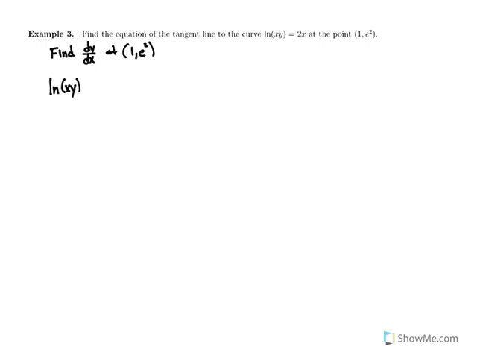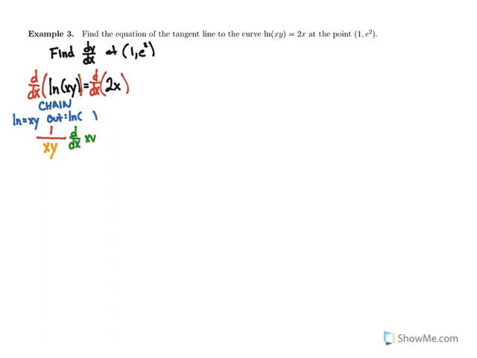We're going to start with our curve, and we are going to take the derivative of both sides. So on the left-hand side, we need to use the chain rule. We have the inside function is xy. The outside function is natural log of something. So this derivative is going to be 1 over the something. We're going to leave the inside alone. That's the derivative of natural log multiplied by the derivative of the inside. And all that is going to be equal to the derivative of 2x, which is 2.